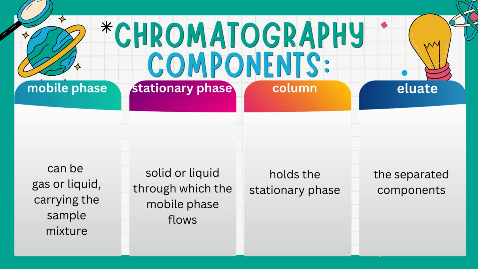For the components of chromatography, we've got four: the mobile phase, the stationary phase, the column, and the eluate. The mobile phase, guys, is the fluid or liquid part, and it moves. This is the part that moves through the stationary phase, and it carries the sample components with it. The movement of the mobile phase allows for the separation of compounds based on their interactions with the stationary phase. How about the stationary phase?